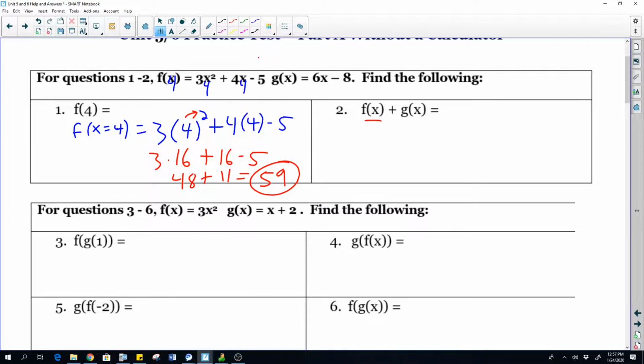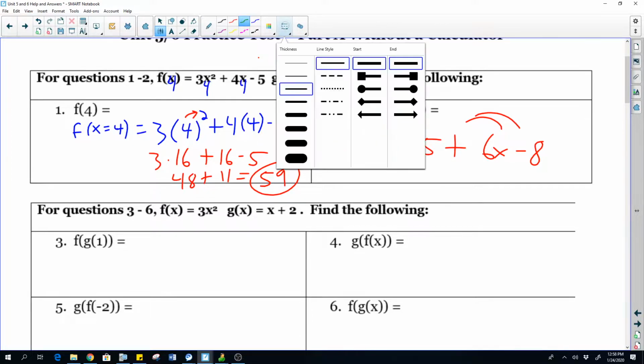Now f of x plus g of x just says to add them together. So we're going to go ahead and take f of x, which is 3x squared plus 4x minus 5, and add it with 6x minus 8. Now watch out, if this had said minus, then you'd have to distribute the negative through. But it doesn't, it says plus, so we're okay. Remember to list the highest power first, combine like terms.